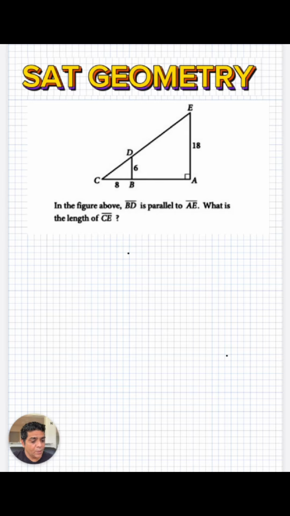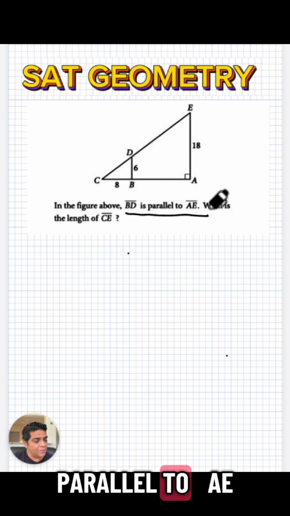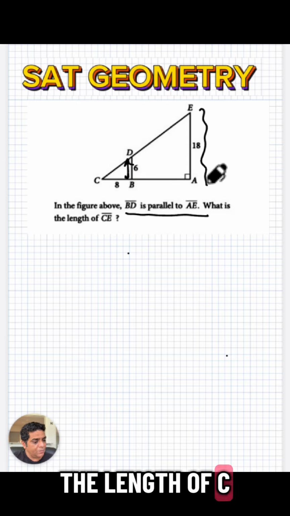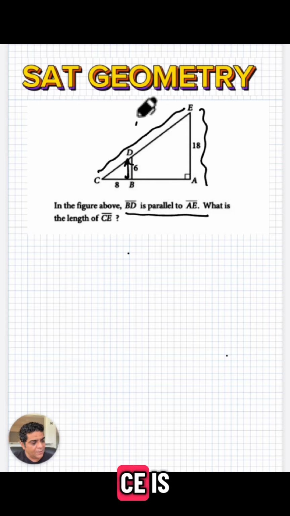Let's go. So what we have is, in the figure above, BD is parallel to AE. So we have BD, this line, parallel to AE. And what is the length of CE? So we want to find out what the length of CE is.